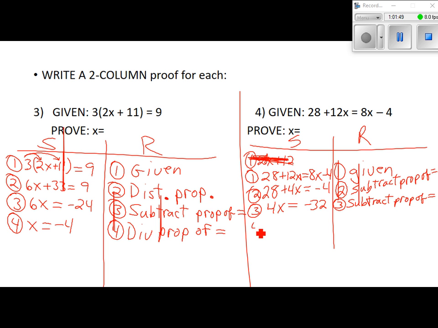Are we finished? Now what? So x equals what? What's our division property of equality? Are we finished? Yep. Yeah, that one's done. Next one, look at the next one.